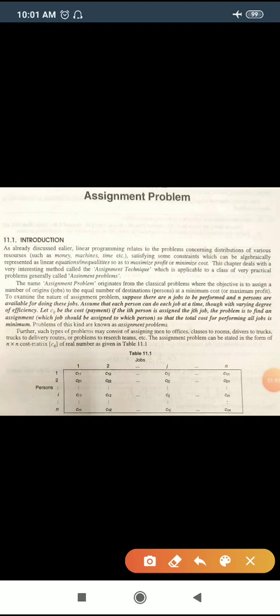So this is the cost table. There are n persons and n jobs. The number of persons and the number of jobs are always equal. If one of them is smaller in number than the other, then first of all we convert them to the same number. This is called the cost matrix. If the first person performs the first job, the cost is C11. These are numerical values. So this is called the cost table.